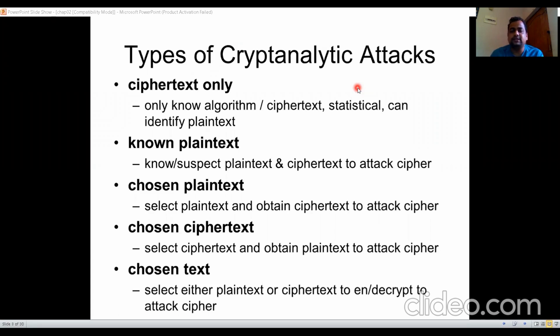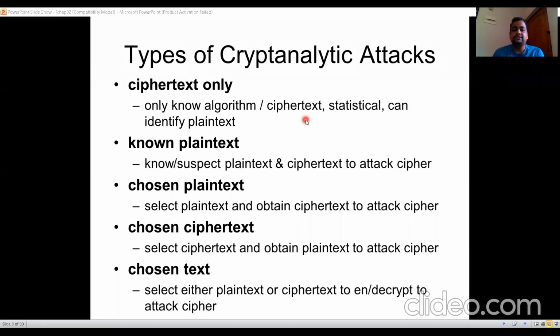If it is a ciphertext-only attack, then which one is known? Only the algorithm and the ciphertext are known. That is the point. Only the ciphertext is available, so we can use some statistical method to identify the plaintext.